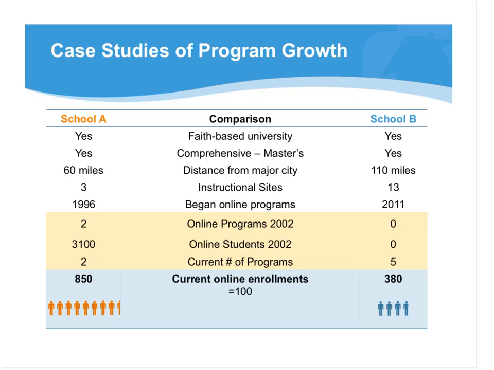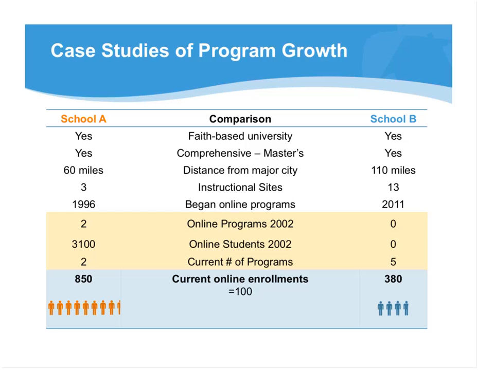This was an early adopter. They were out there first. They had very little competition. In fact, this was basically a national program. It wasn't a regional program because they were one of the first in the country with this degree. And so they enrolled a lot of students. And take it down 10 years, the number of current programs today, they still have those same 2 programs. School A does. And their online enrollments have shrunk from 3,000 down to 850.